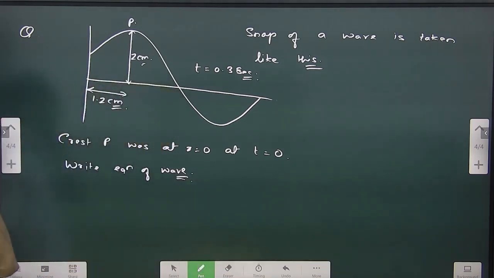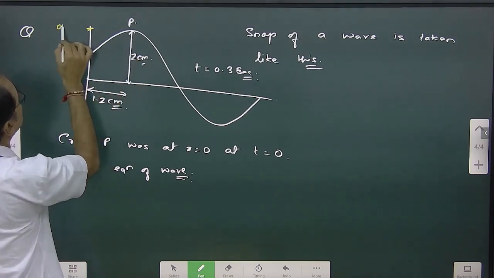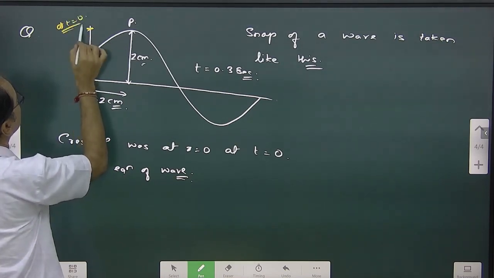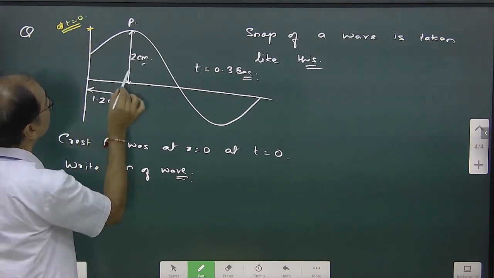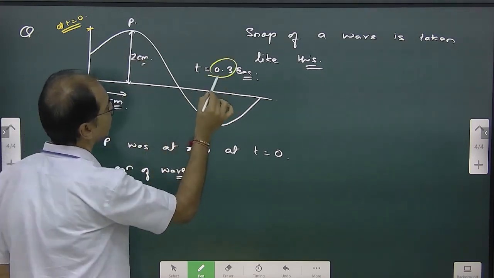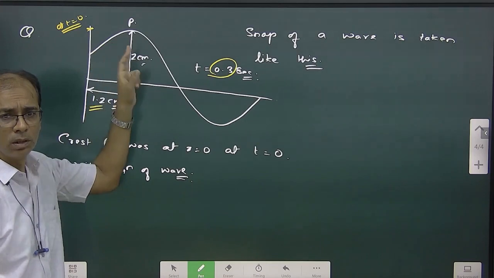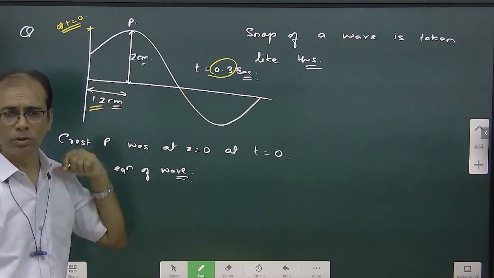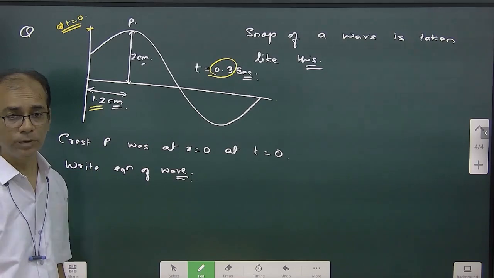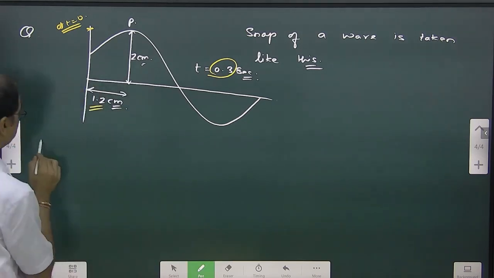First of all, what informations are given in the question, that we have to identify. What's given? He says this point P was here at t equal to 0. So it has moved to this. How much? 1.2 centimeter. In how much time? 0.3 seconds. So that means we have velocity of wave. Wave has moved because disturbance has moved 1.2 centimeter in 0.3 seconds. So we have speed of wave.